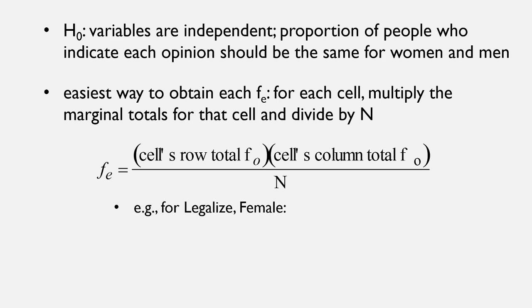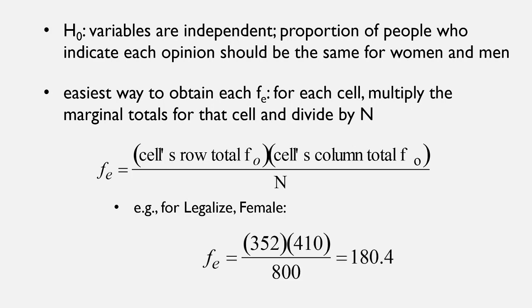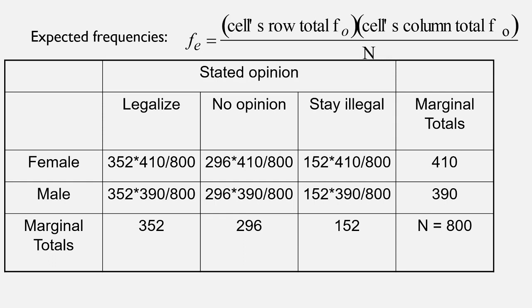Okay, so for example, if you were in the legalized women cell and trying to get the overall expected frequency, you would need to find the marginal total associated with that cell that's both at the bottom and to the side, multiply it together, and divide by your n, which is 800. So this is just my expected frequency for women who said legalize it. So on and so forth for all of my remaining groups.